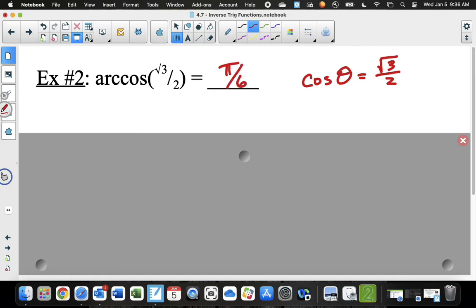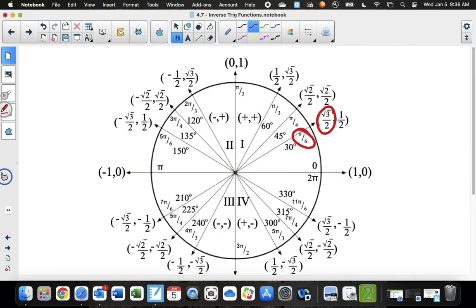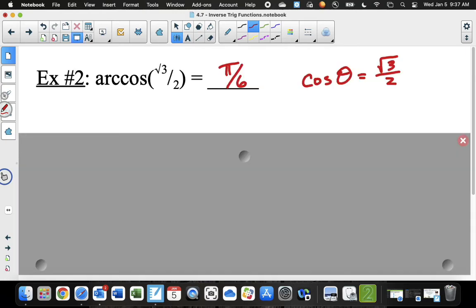Now, again, there is a second answer. Here's a positive square root of 3 over 2 as well at 330 degrees, but it's not in quadrants 1 or 2, so that one we throw out because it's not in our restricted domain. How about the next one? Let's take a look at the next one.